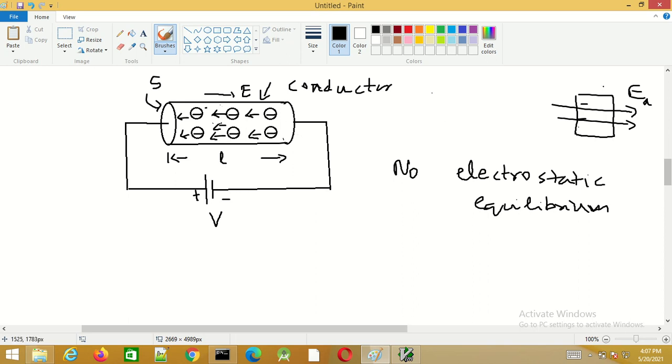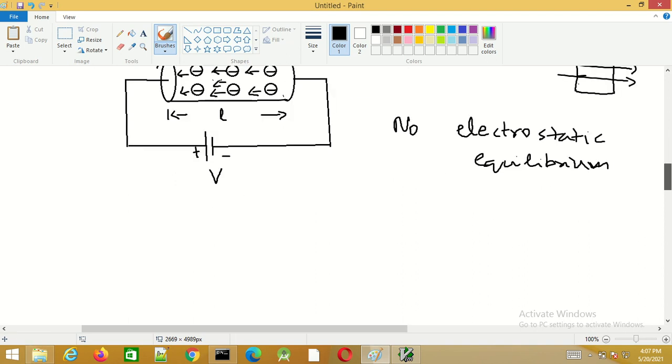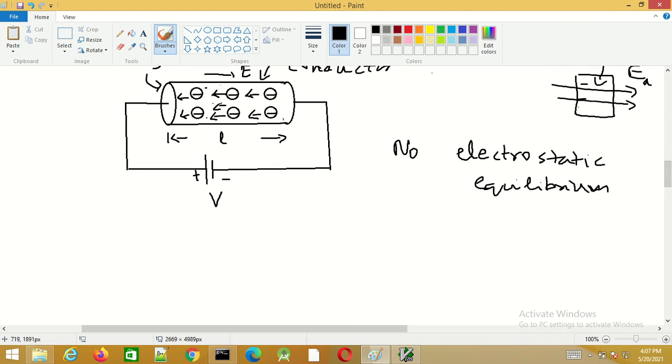Whereas in the previous case, once the equilibrium condition is established, the net electric field inside the conductor is 0, here the electric field is present inside the conductor, because electrostatic equilibrium is not established. Because of this, the electrons will be continuously moving in the direction shown, and this will result in a flow of current.